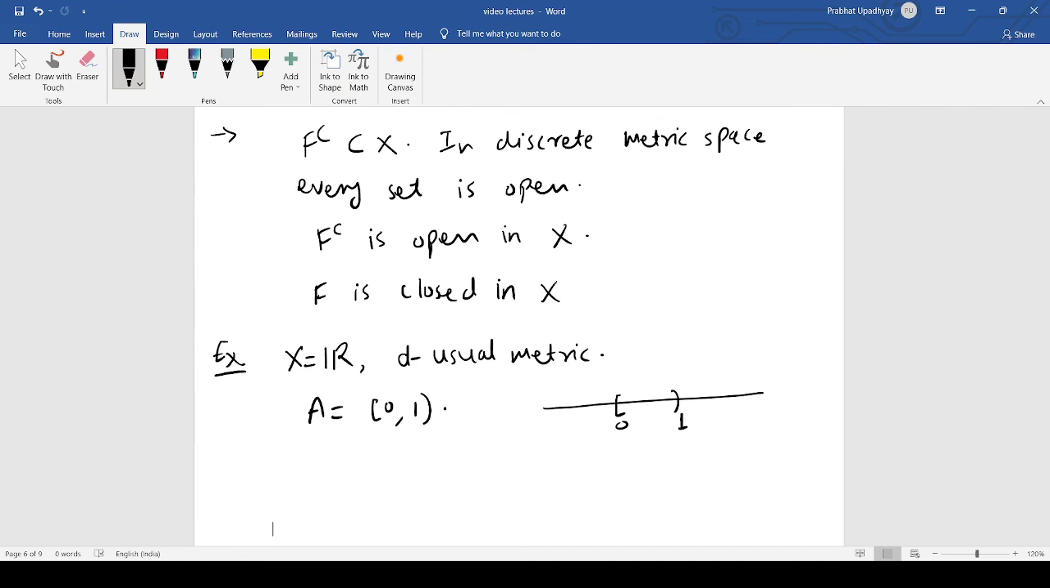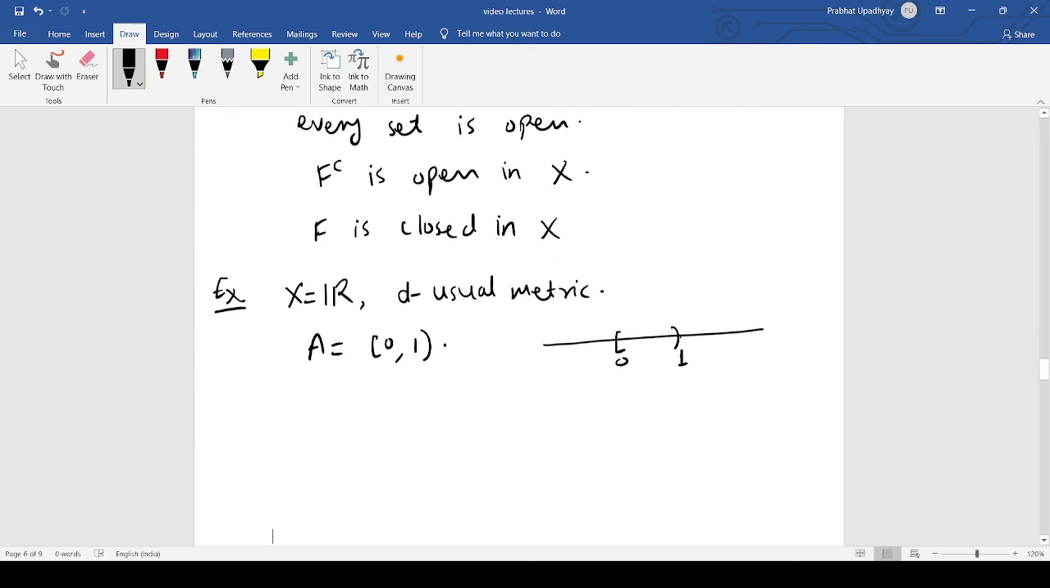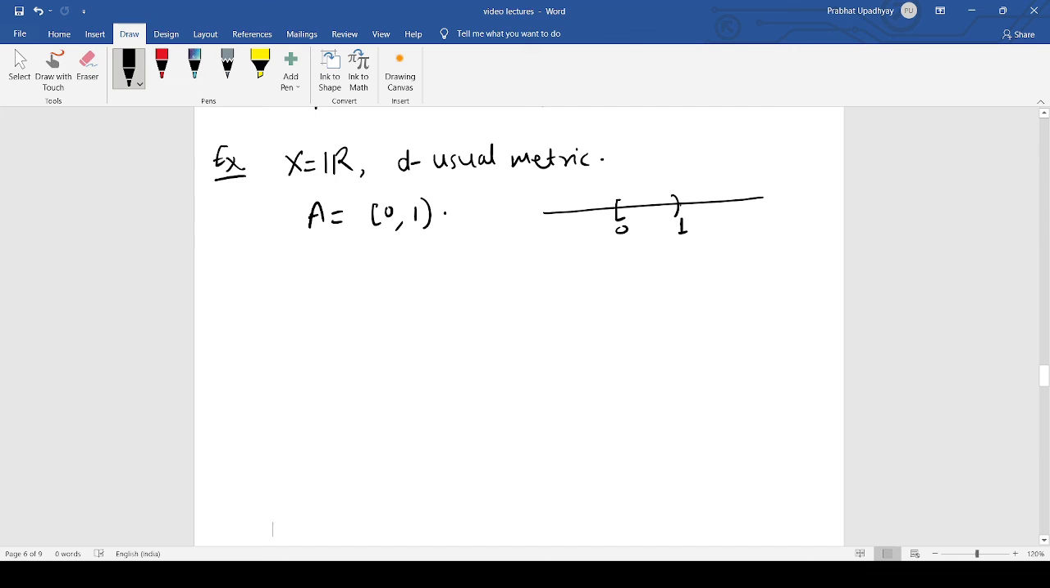And now if you want to show A is not closed, you would like to show A complement is not open. For that, you can take point 1. 1 lies in the complement of A. But if you take any open ball centered at 1, it will intersect A also. That means A complement is not open. That will imply A is not closed.